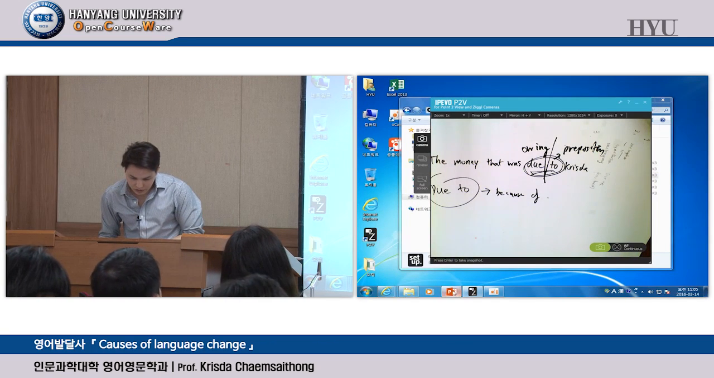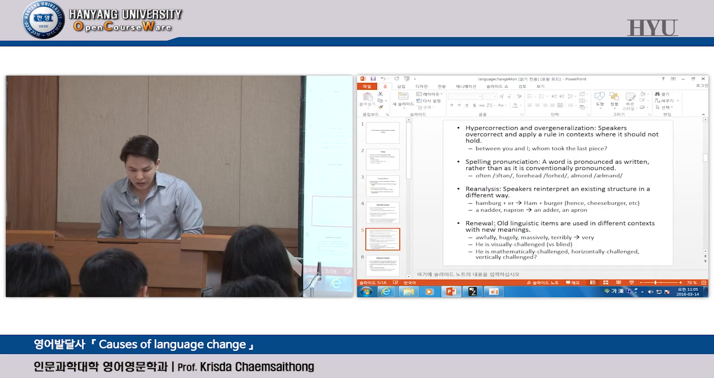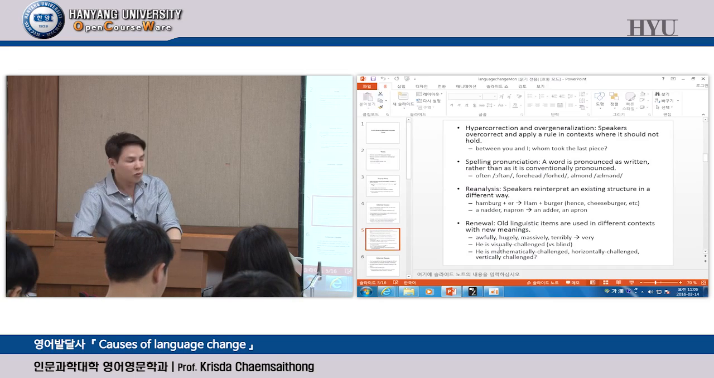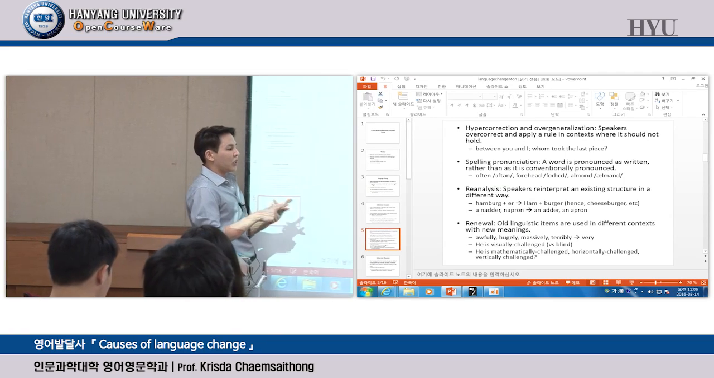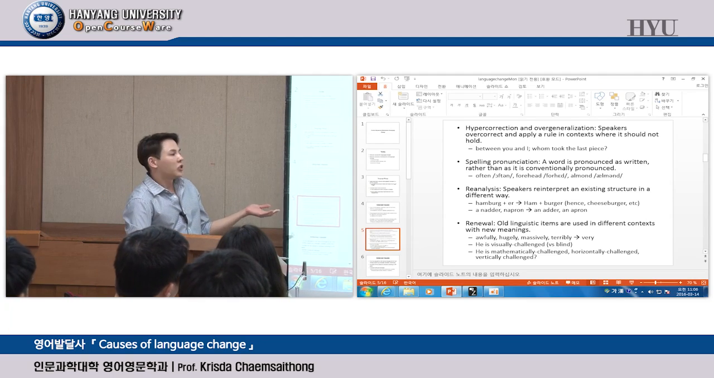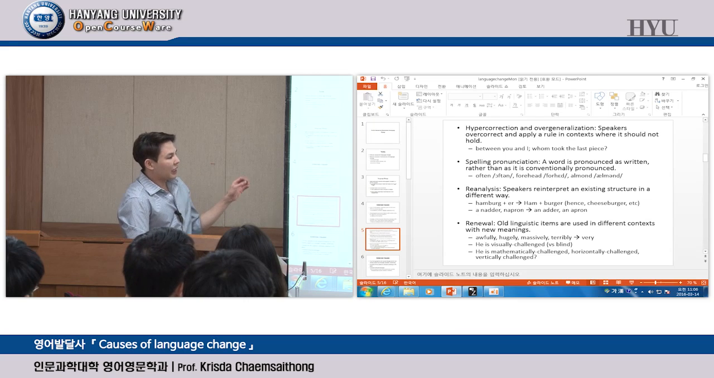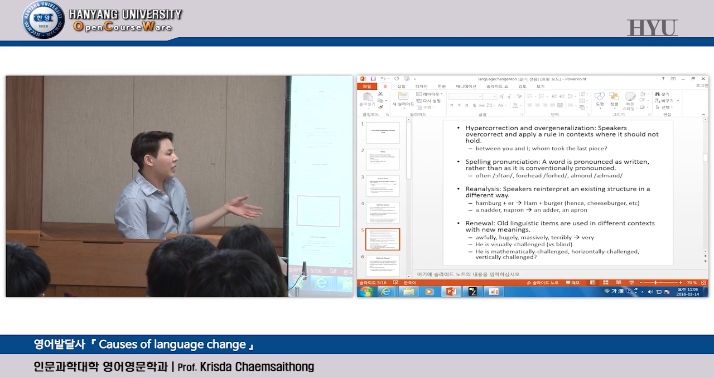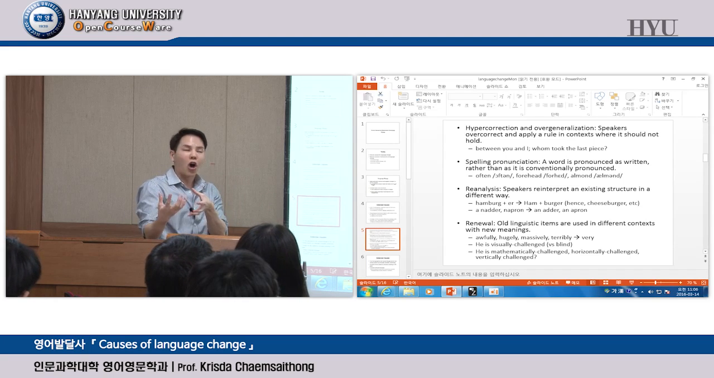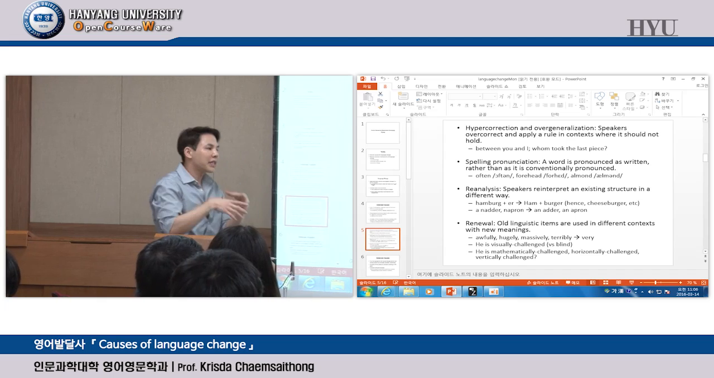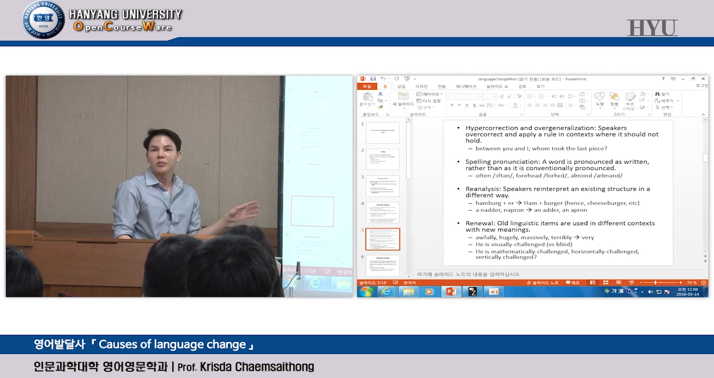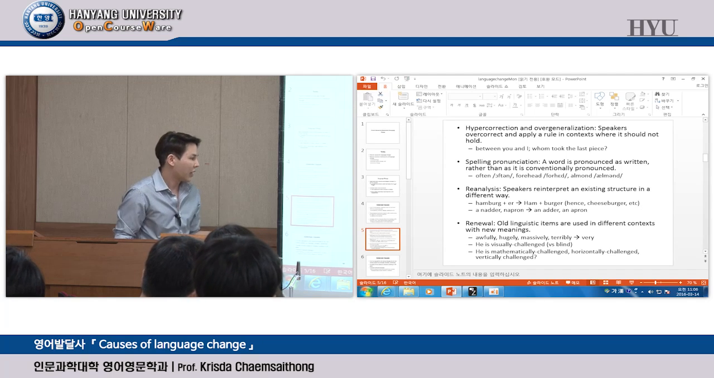The next one is renewal. All linguistic items are used in different contexts with new meaning. Think of words like awfully, hugely, massively, terribly, right? We use them as intensifiers to mean very. So they have been downtoned, right? So the strength of these terms: awful, something that causes awe, right? Huge, big, massive, big, terrible, bad, right? But we usually use this term to mean very, intensifiers, right?